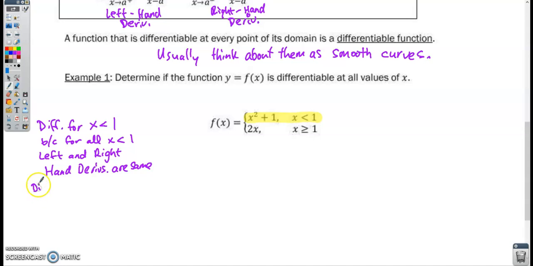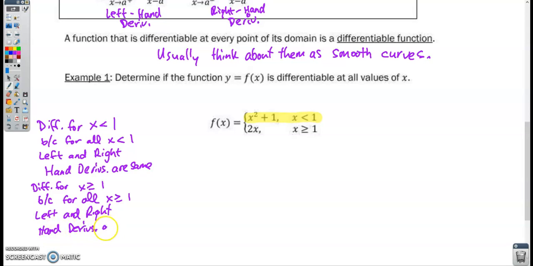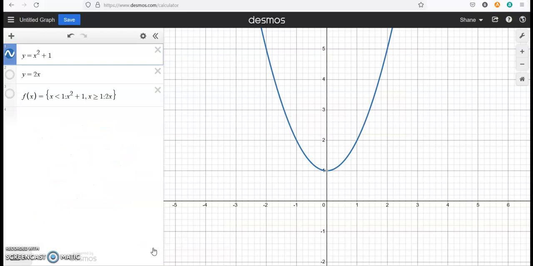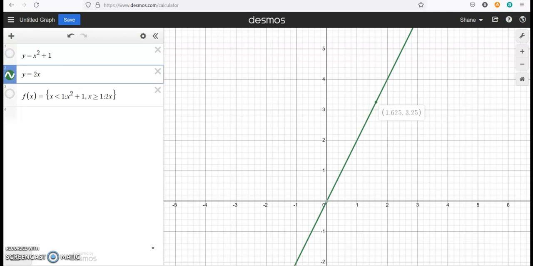All right. It is also differentiable for x greater than or equal to 1, because for all x greater than or equal to 1, the left and right hand derivatives are the same. And this one's even easier to see, I think, than the first one. If we look at the curve y equals 2x and pick any point on that curve, the slope coming from the left and the slope coming from the right are the same. Of course, the slope is the same everywhere.